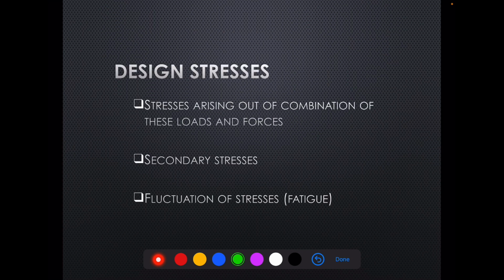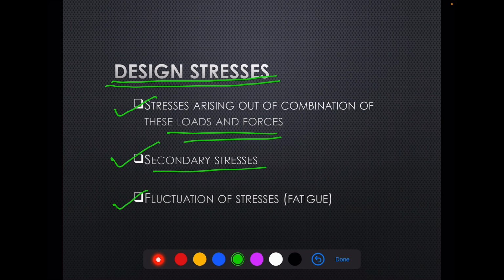So overall, the design stresses are basically a combination of these three stresses arising out of combination of these loads and forces, secondary stresses and fatigue stresses. So this is a brief about what are the design loads and what are the design stresses that are considered in the design of railway steel girders. Thank you.